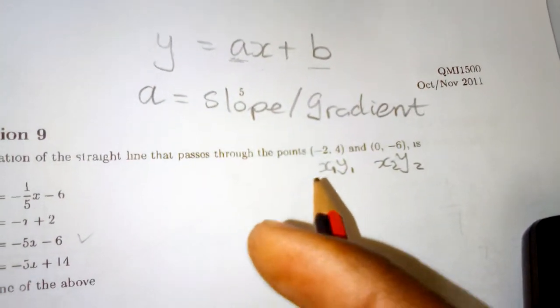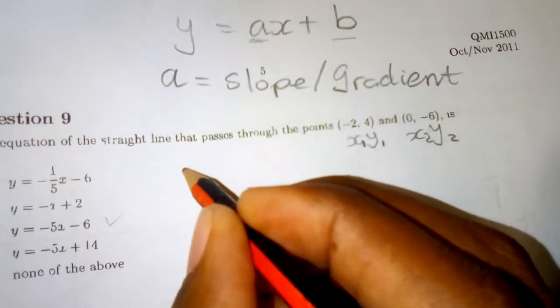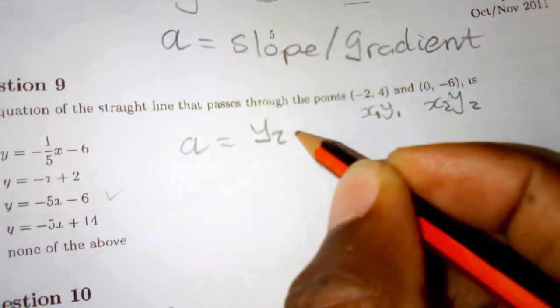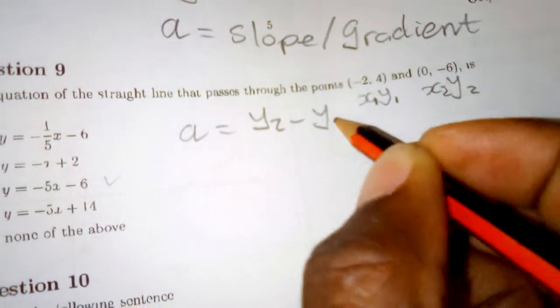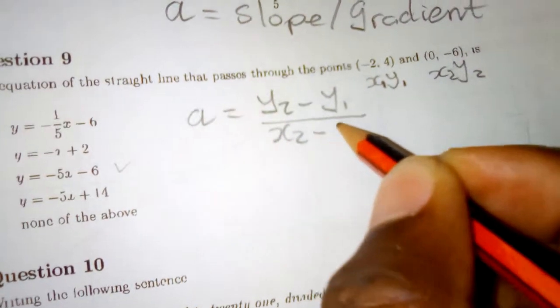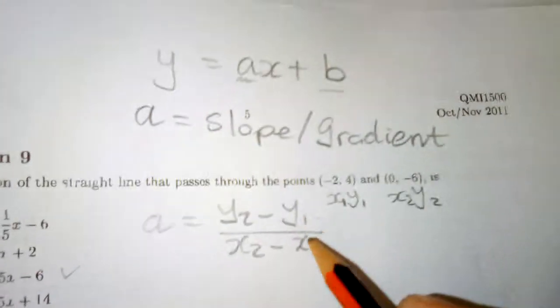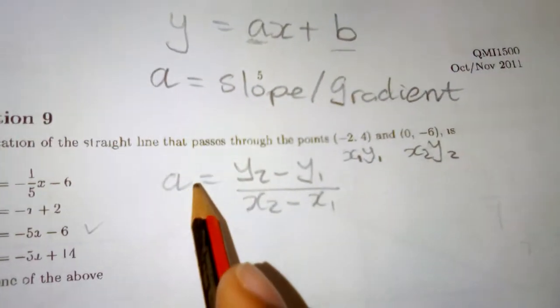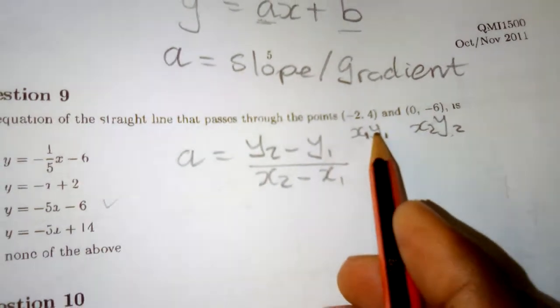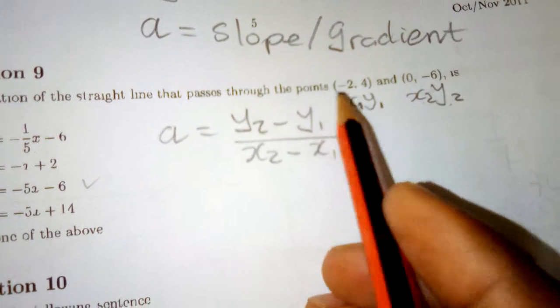Now we're going to calculate the value of a using this formula. a is equals to y2 minus y1 divided by x2 minus x1. This is how we calculate the value of a. So now here it's your y2 and here it's your y1, here is your x2 and here is your x1.